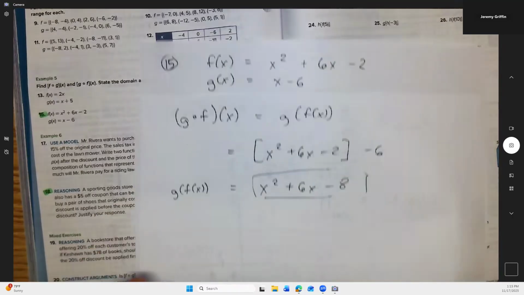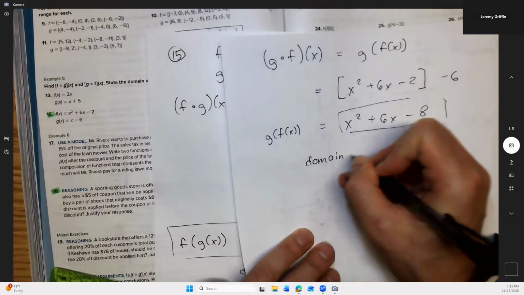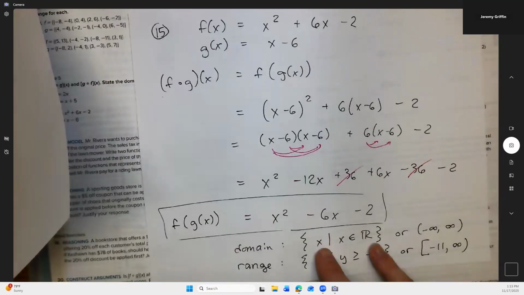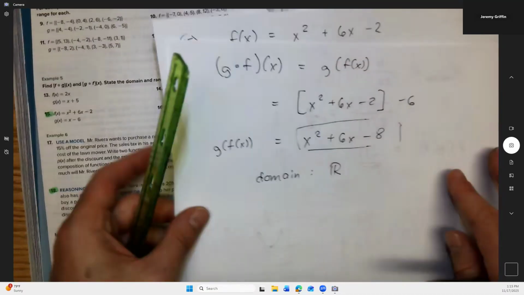Now, how about domain and range here? Now, I think the domain, same as it was before, could be all real numbers. Right, so same notation as before. Here's set builder notation, here's interval notation, or here's kind of shorthand for you right there. But how about the range?